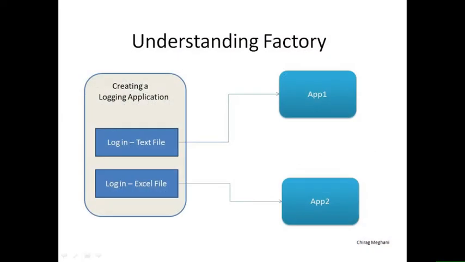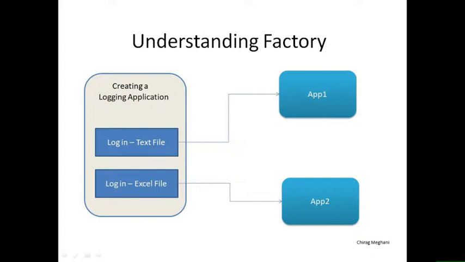Let's say that we are creating a logging application. The logging application will have two types of things: it can log in a text file or it can log in an Excel file. At a time we will be using either the text file or the Excel file. Suppose one of our applications uses logging in a text file, and maybe another uses an Excel file, but at a time we are going to use one functionality. So we need one object for one particular process, right?